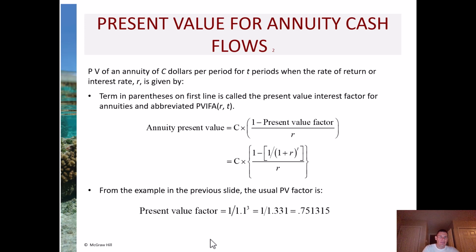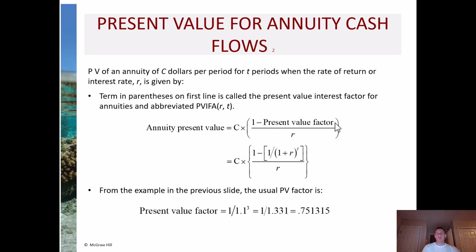All right, so the present value of an annuity of what we just term C dollars per period for T periods. It all sounds very mathy. Don't worry, it's not difficult at all. When the rate of return or interest rate is R, we typically will use this formula. So the annuity present value is C times 1 minus the present value factor over R.